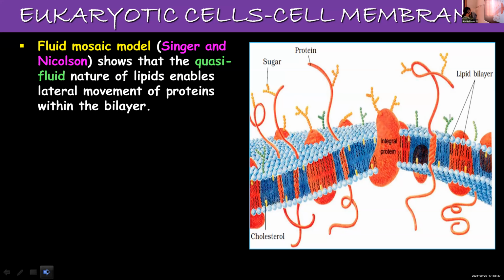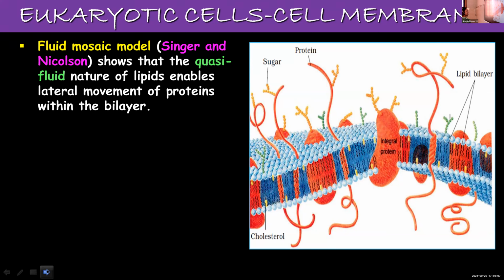So the fluid mosaic model is also known as the mosaic model because it consists of different components. It's a mixture of different components, because there are proteins, carbohydrates, and lipids. So, a mixture of different components, and that is why you call it a mosaic model.